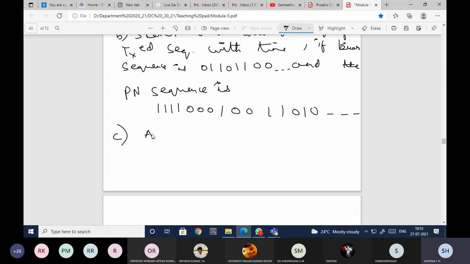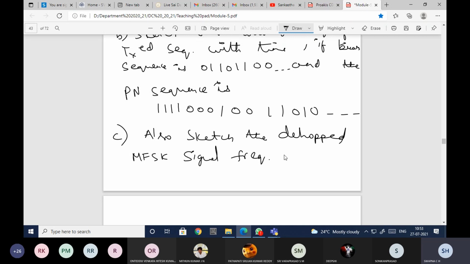Third part, also sketch the dehopped MFSK signal frequency with time. Okay, so this I'll do tomorrow.